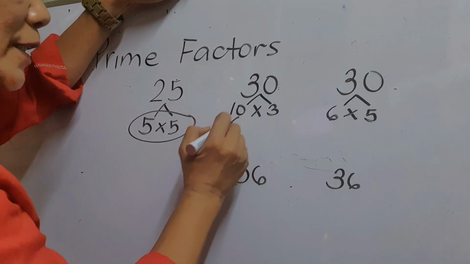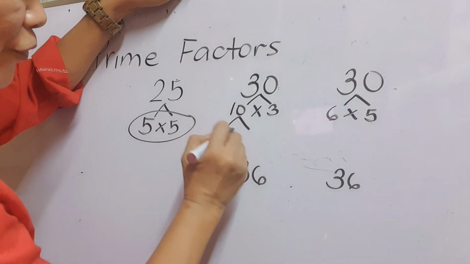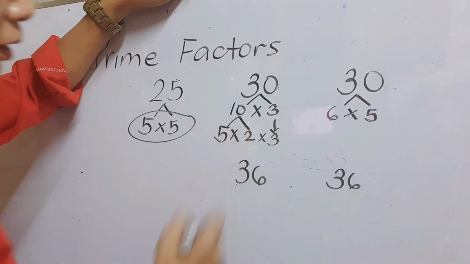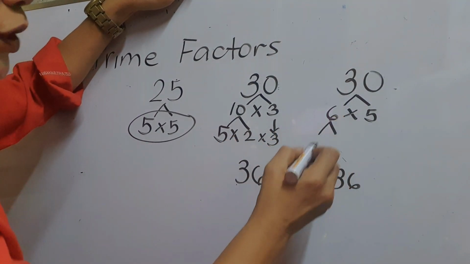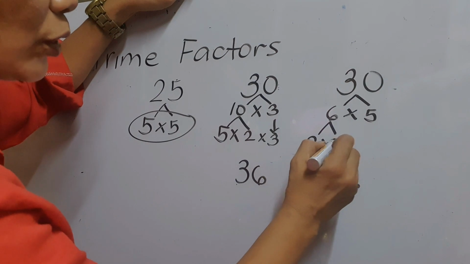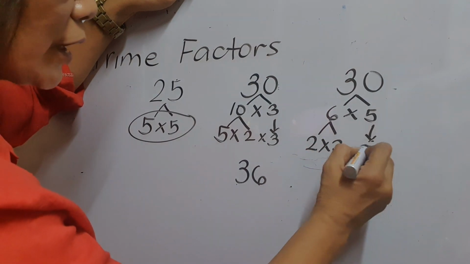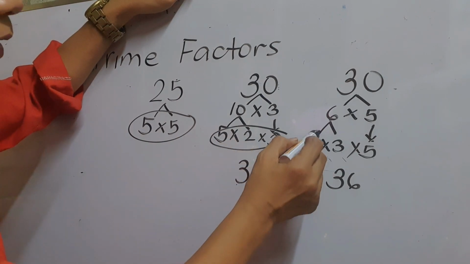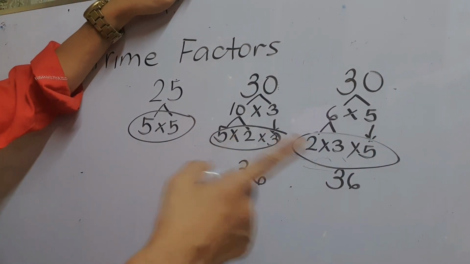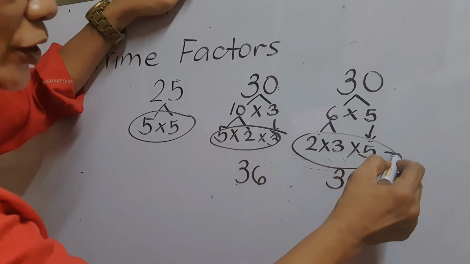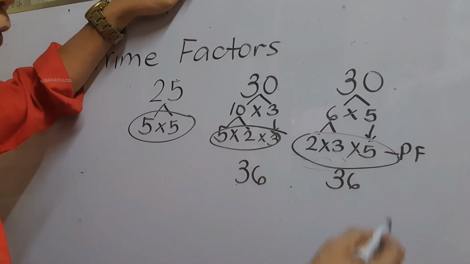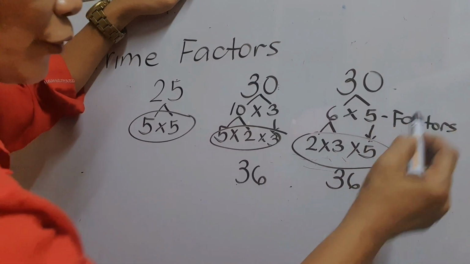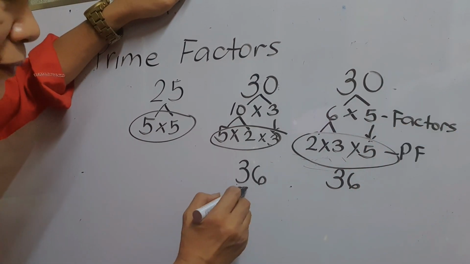Okay? Now, si 10 saan galing? That came from 5 times 2. Okay, so baba natin dito si 3. Okay, so ito naman. So, si 6 saan naman galing? 2 times 3, and then, baba din natin si 5. May pagkakaiba ba? Pareho. 5 times 2 times 3, 2 times 3 times 5. The same prime factor. So, this is now your prime factor. This is what we call the factors. Okay? Factors.